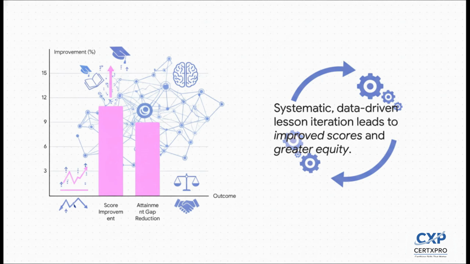And believe me, this iterative work pays off. The evidence is just crystal clear. Studies show that teachers who systematically use data to refine their AI-enhanced lessons see real gains in test scores. But even more importantly, look at that second bar. This process actually helps close attainment gaps, which is a massive step towards more equity in our classrooms.